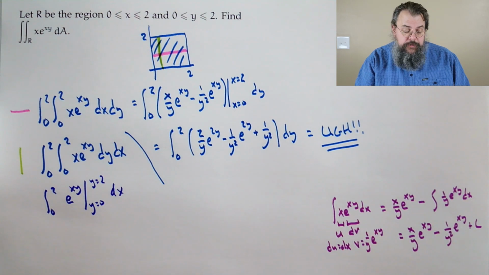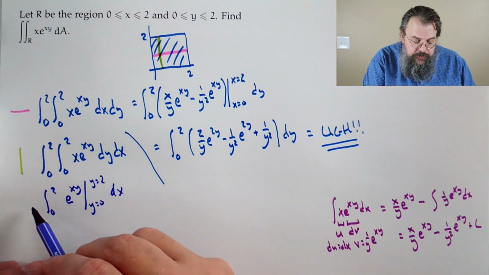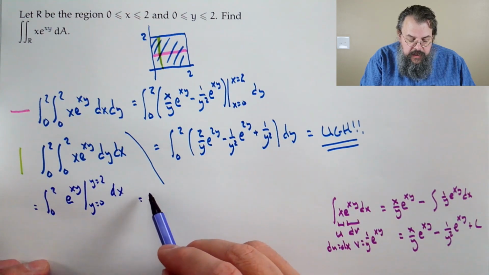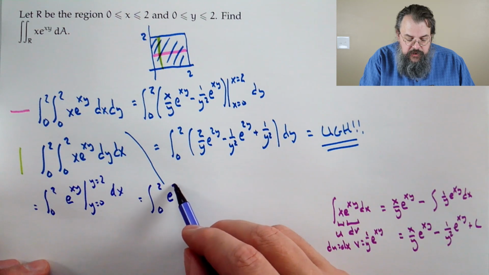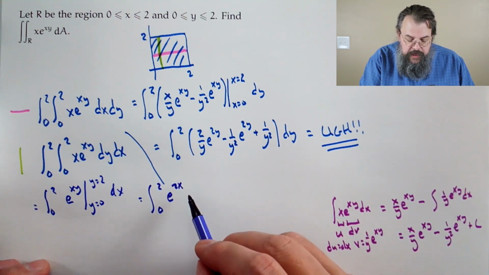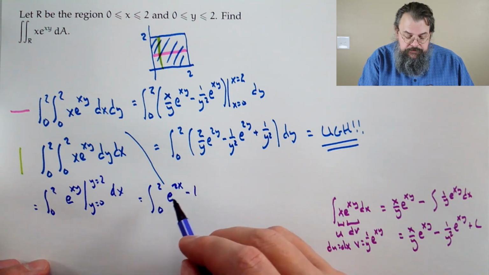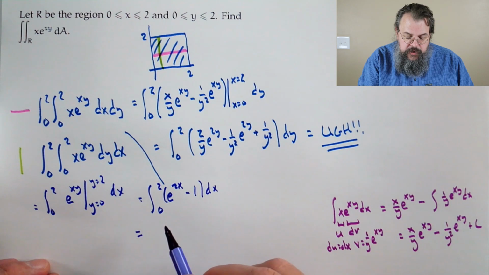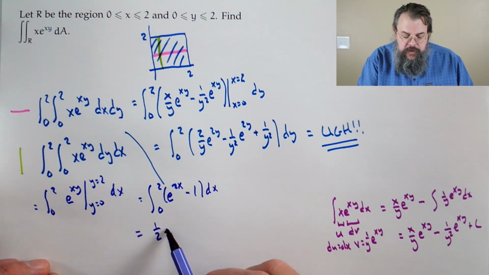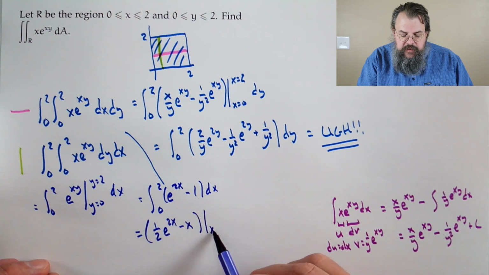All right, wonderful. Well, we can carry that evaluation out. So this would be the integral 0 to 2 of e to the 2x, subtract e to the 0 times x. Well, that's e to the 0, which is 1. All right, well, that we can also compute. That's 1/2 e to the 2x minus x, and evaluate x equals 0 to x equals 2.